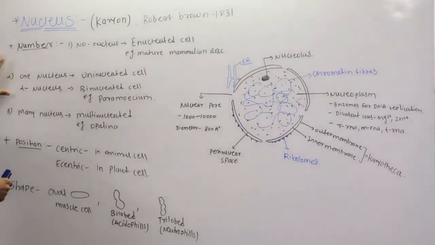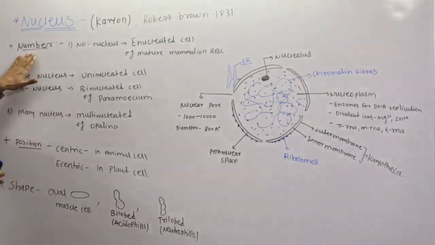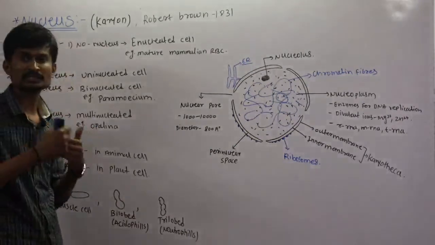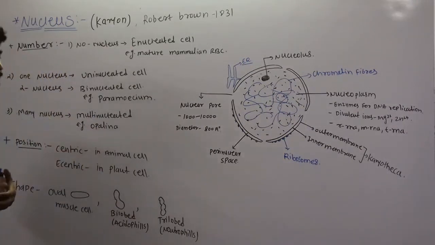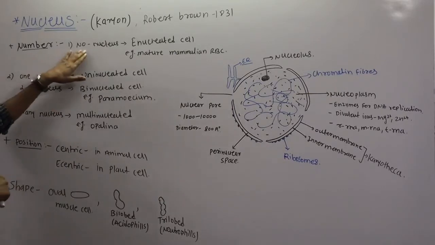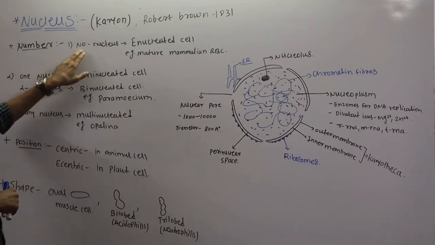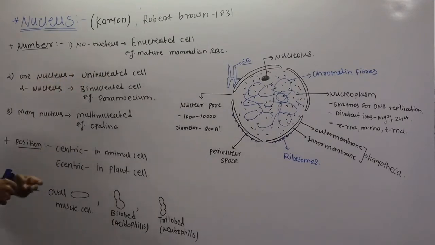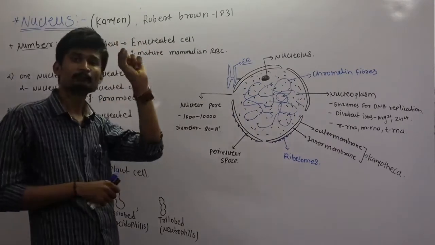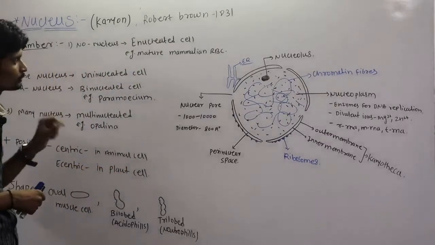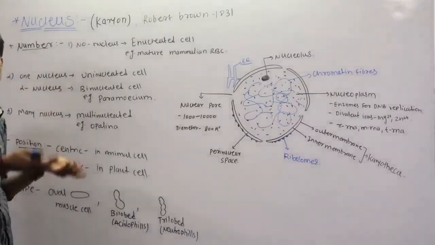Now there is some information about the nucleus. There is a variation in the number of nuclei in different organisms. The first condition is no nucleus. A cell which does not contain a nucleus is called an enucleated cell, meaning there is no nucleus.